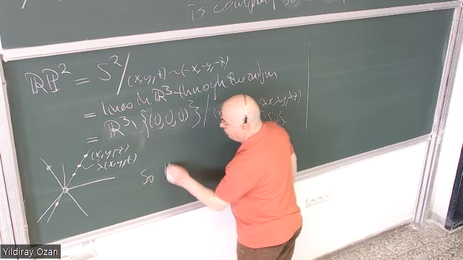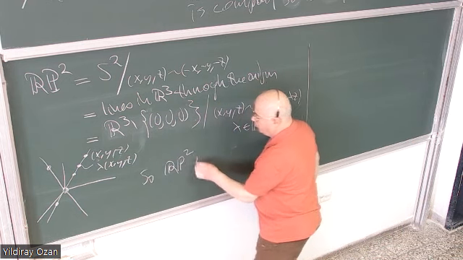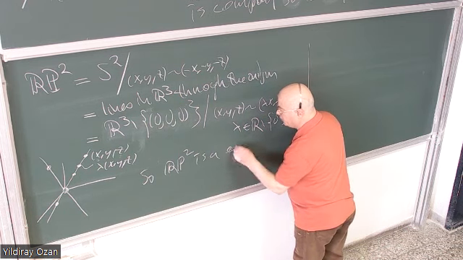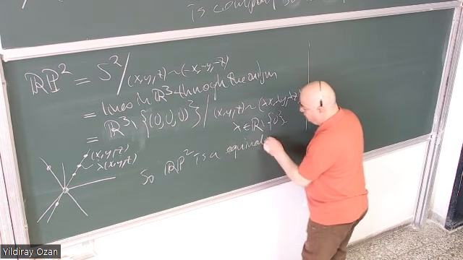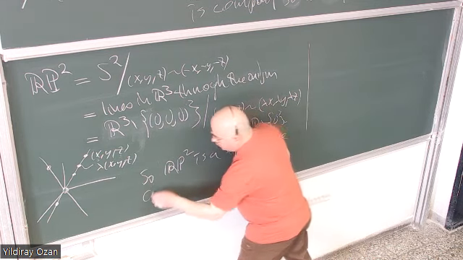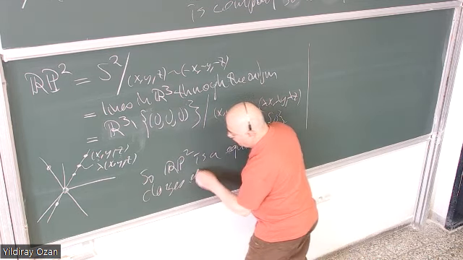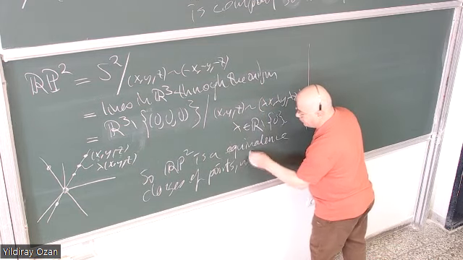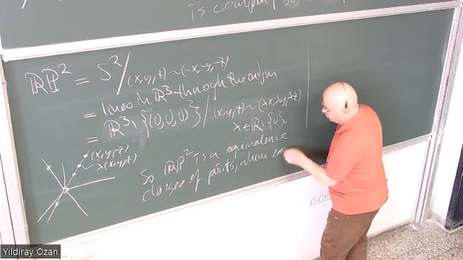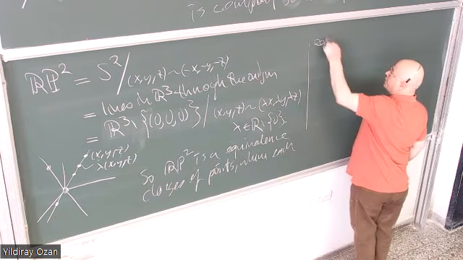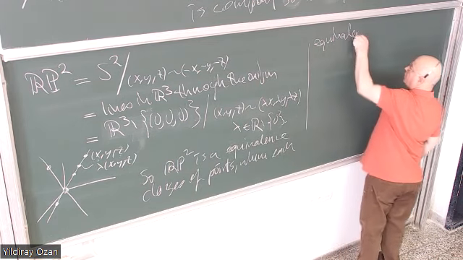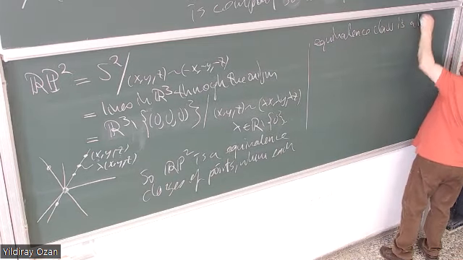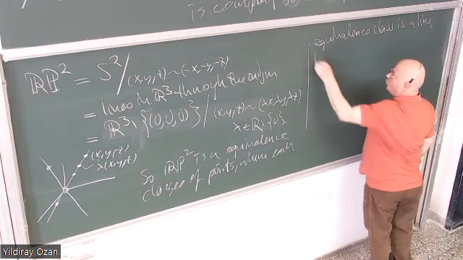So RP2 is the set of equivalence classes of points, where each equivalence class is a line through the origin.